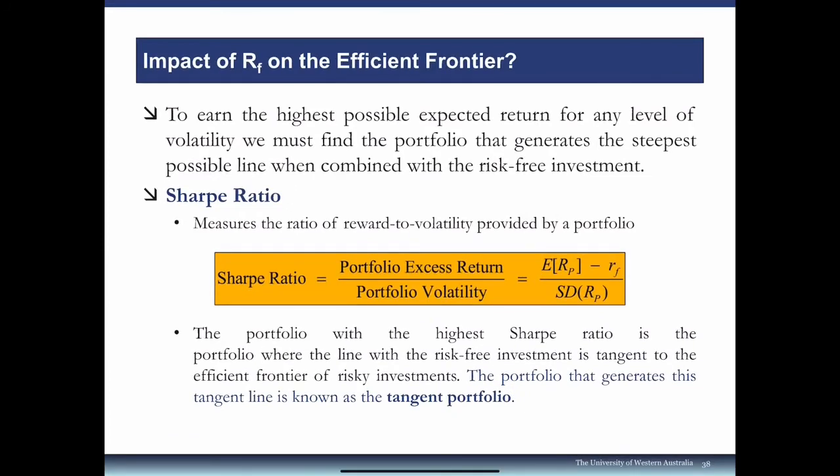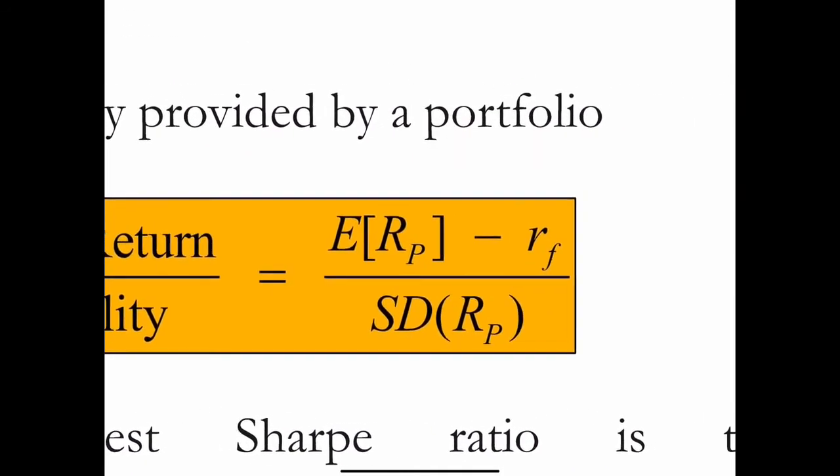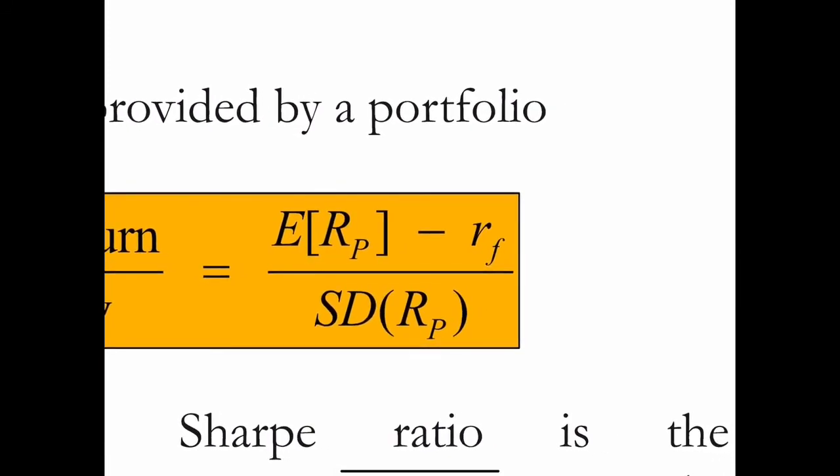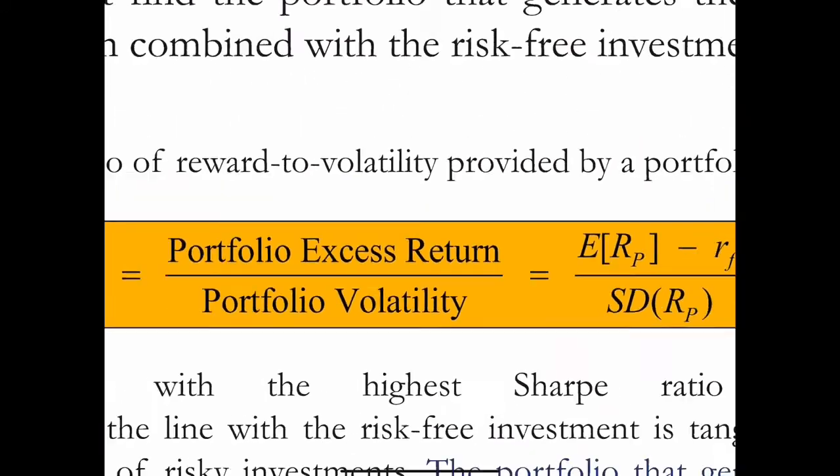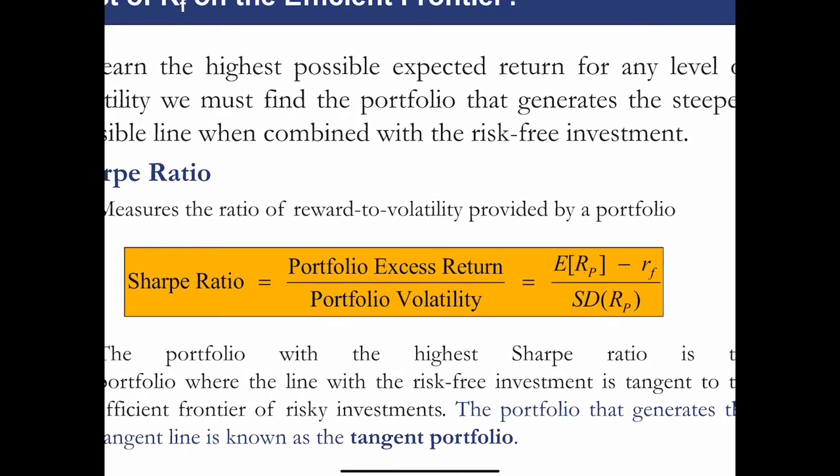So here, to earn the highest possible expected return for any level of volatility, we must find a portfolio that generates the steepest possible line when combined with a risk-free investment. So here, the Sharpe ratio really is just the slope of the line, matching the ratio of reward to volatility provided by a portfolio. And the Sharpe ratio, as we saw, is just the expected return of the portfolio minus the risk-free rate, divided by the standard deviation of RP. That's just rise over run, right? Another way of seeing it is that it's the portfolio excess return over portfolio volatility.